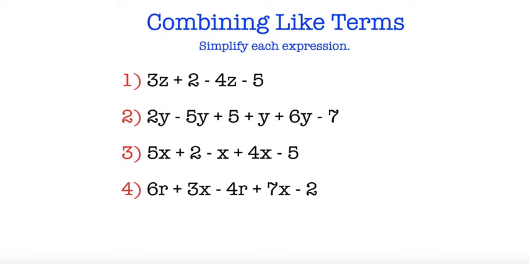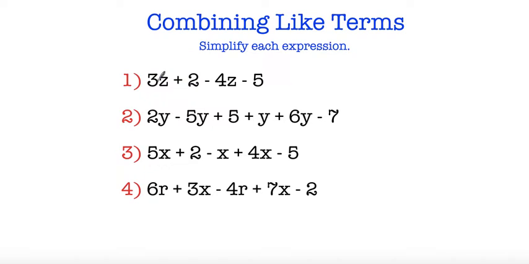Hello, mathematicians. Today we're going to be combining like terms using expressions. Expressions and equations are different because in an equation we have our expression equal to a value, and that allows us to solve for a variable. Here we don't know what this is equal to, so we can't solve for a variable, but we could simplify. So in order to simplify, we have to find our like terms.